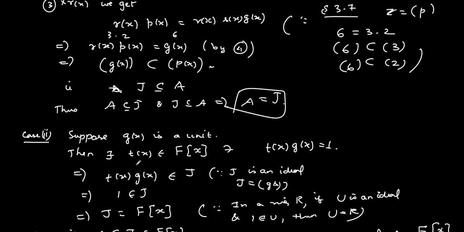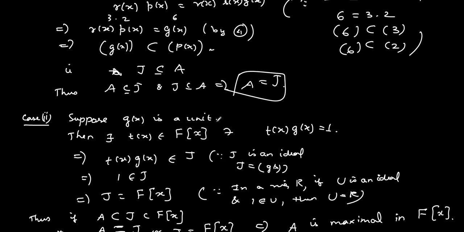Now case 2, suppose G of x is a unit. Then there exists some T of x such that T of x into G of x is 1. This implies that T of x into G of x belongs to J, because J is an ideal and J is generated by G of x. Such an element should be there in J. J is an ideal, because of that you have this. So this implies that 1 belongs to J. When 1 belongs to J, naturally J must be equal to Fx.